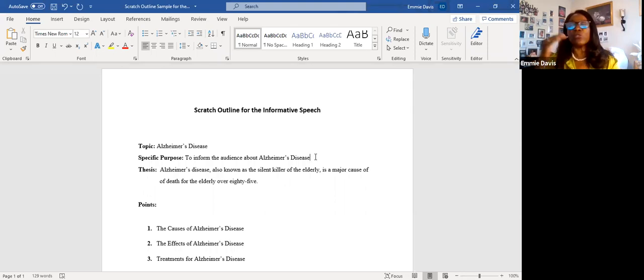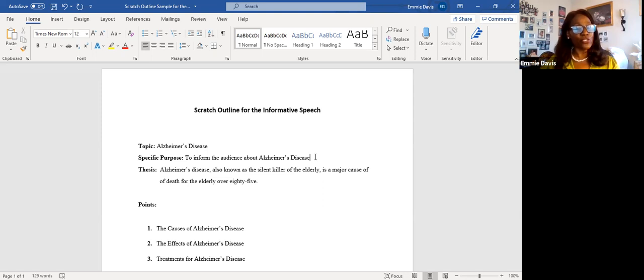So if your topic is leukemia, "to inform the audience about leukemia." Don't say "to inform the audience about leukemia and how it can affect you and what it can do to you if you have it." Don't put all of that in there. It's a simple phrase that just gives us the purpose of your speech, what you're going to do.